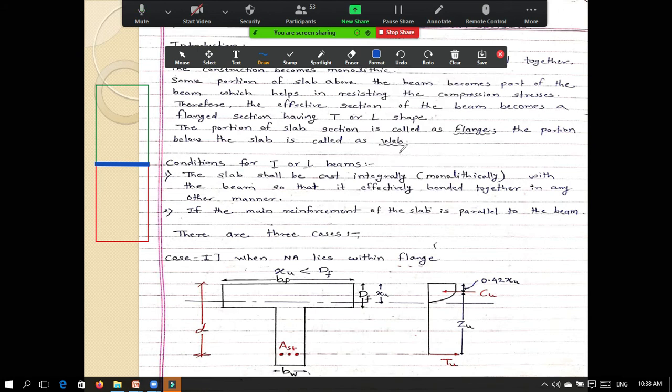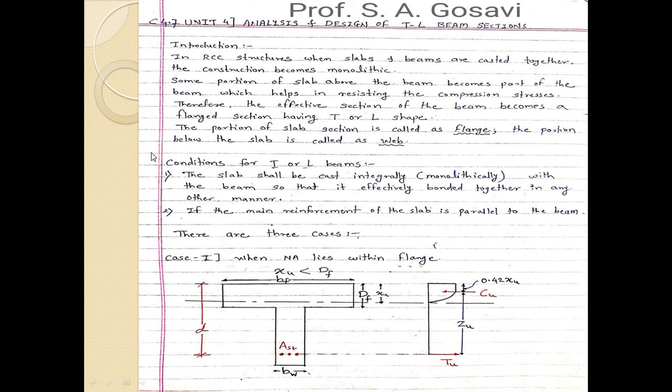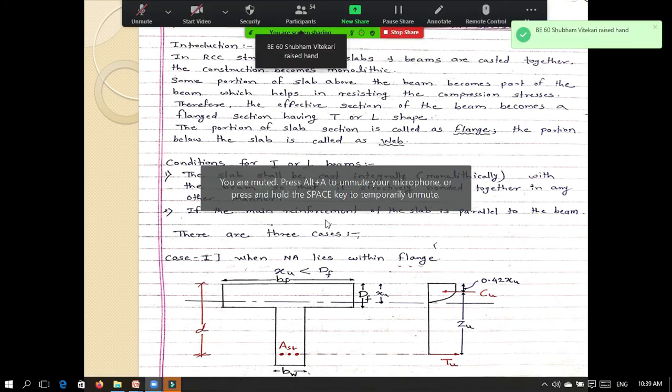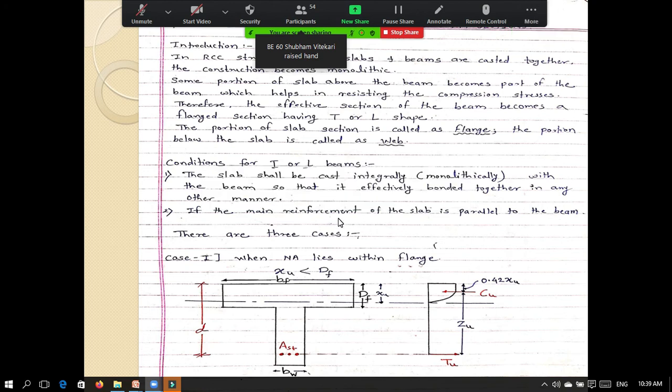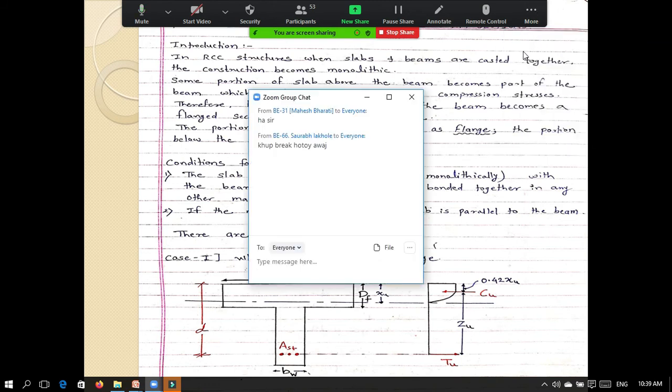Now if you see, this is your slab number 1. This is your slab number 2. This is the shorter direction of the slab, which is parallel to the beam. I hope you understood this. The main reinforcement of the slab is parallel to the beam.